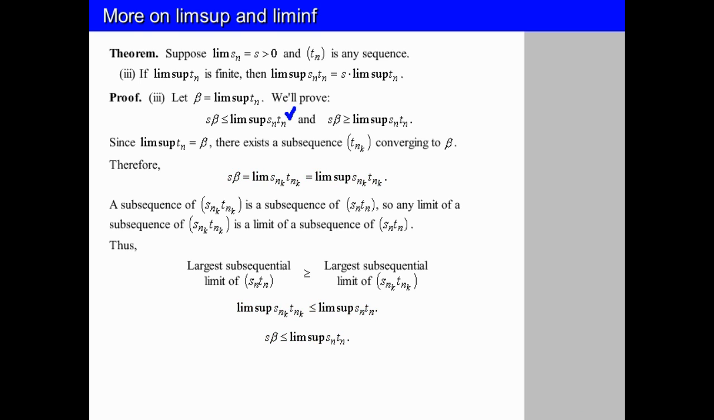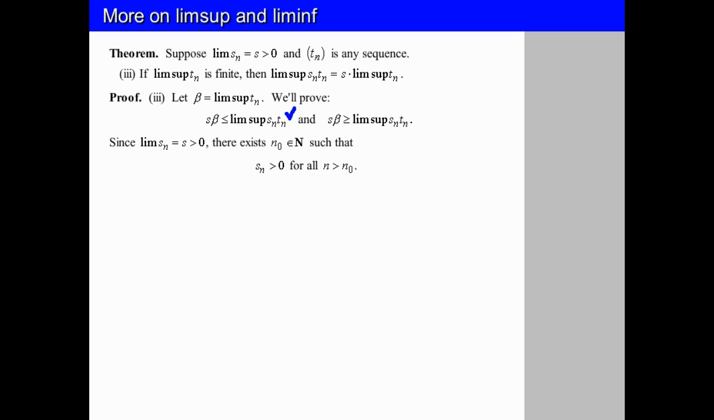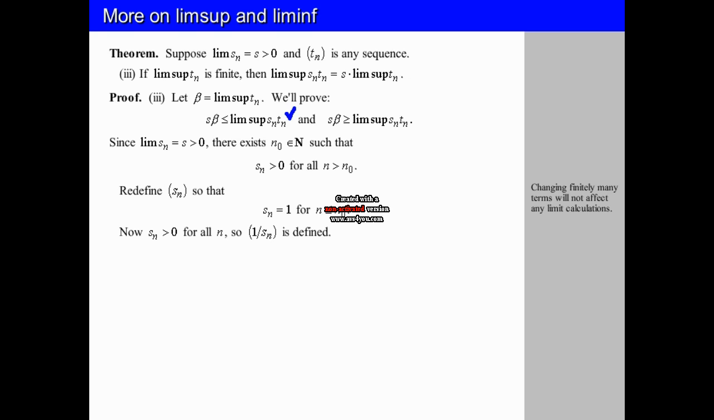To prove the second inequality, note that since the sequence Sn converges to the positive number S, there exists an integer n naught such that Sn is greater than 0 for all n greater than n naught. Now redefine the sequence Sn so that Sn equals 1 for all n less than or equal to n naught. By changing finitely many terms of our sequence, we will not affect any limit calculations, including lim sups and lim infs. But now the sequence Sn is a sequence of positive numbers, and so the reciprocal sequence 1 over Sn is well defined.